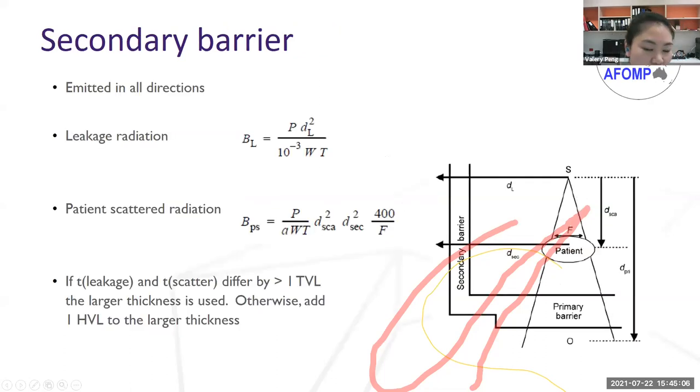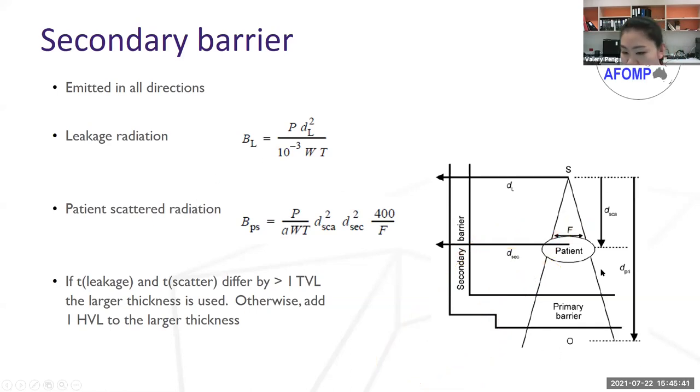Next, secondary barriers. It's basically everywhere outside the primary beam, that the primary beam does not hit. And there are multiple sources of radiation that will reach the secondary barrier and that you want to shield. So this includes radiation scattered by the patient and leakage through the head. The energies of this leakage and patient scattered radiation are quite different, and obviously a lot lower than the primary beam.